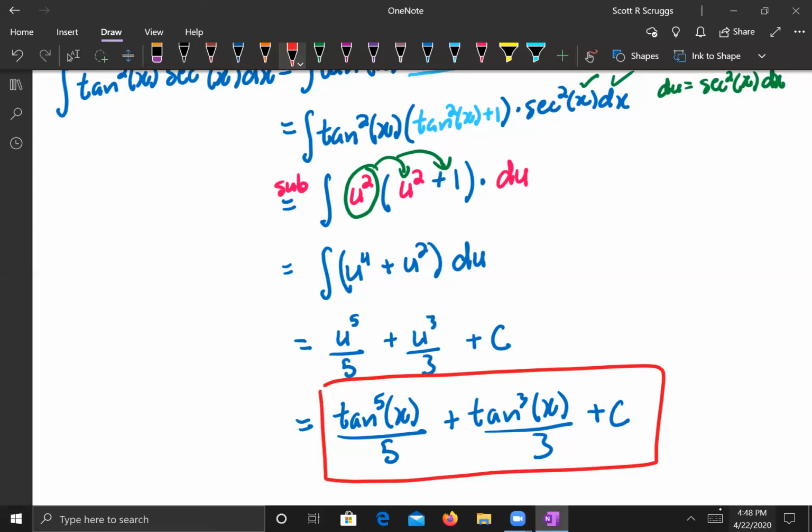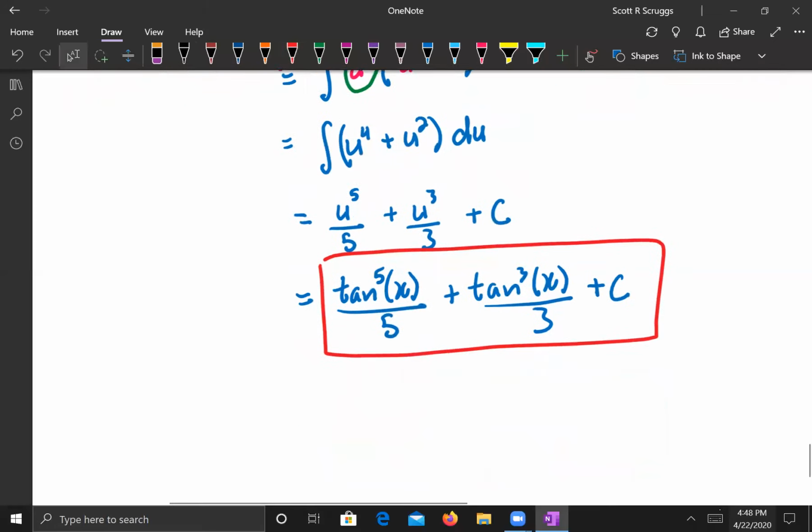Thanks, Catherine. Alrighty. Does anyone have any questions about that example? If you do, type it in the chat. Otherwise, time for the next integration technique, which is trig sub.